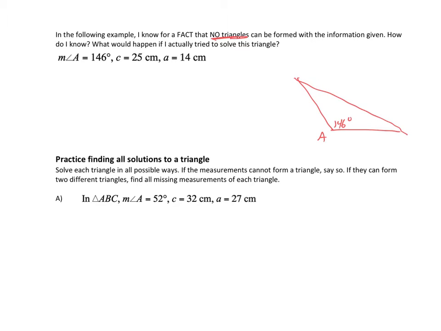And how do we know that in this one, we don't even have a triangle, that this information doesn't represent a triangle? So I'm going to label the information. So side A is 14 centimeters.